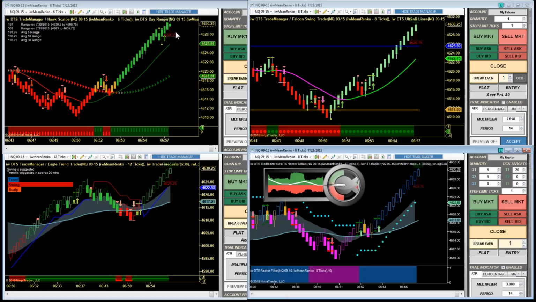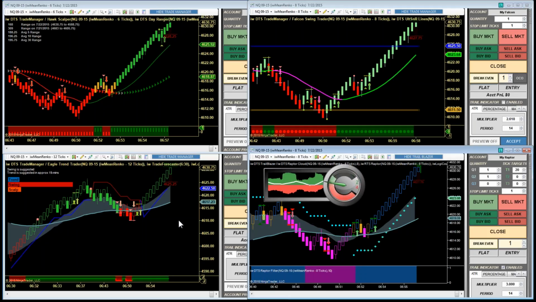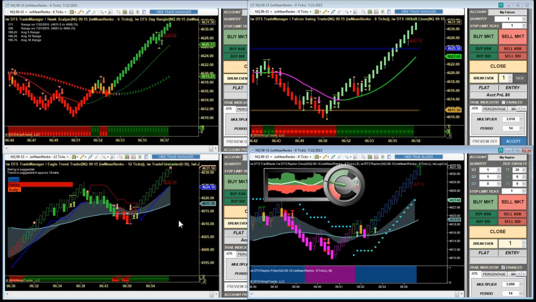The chart style that you see, these are called the mean Renko bars, and they were specifically developed for DTS. The nice thing about the mean Renko bars is that it makes it very plain to see the price action. You can very plainly see where the buyers and sellers are at, who is controlling the market.